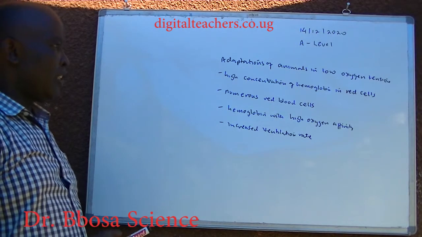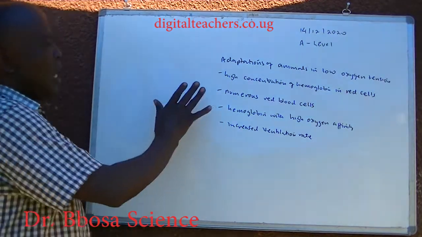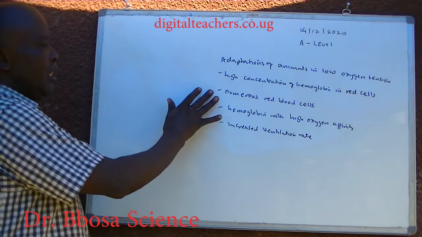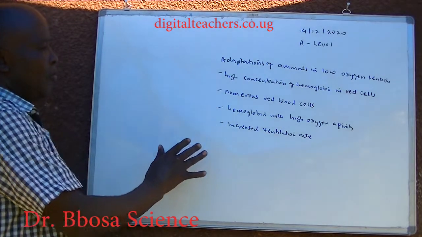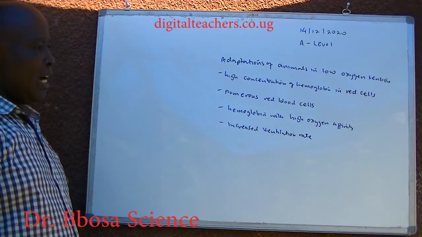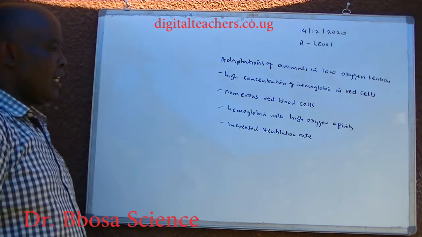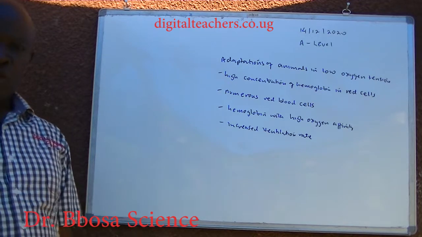Adaptations of animals to low oxygen tension. 1. High concentration of hemoglobin in red blood cells. 2. Numerous red blood cells. 3. Hemoglobin with high oxygen affinity. 4. Increased ventilation rate.